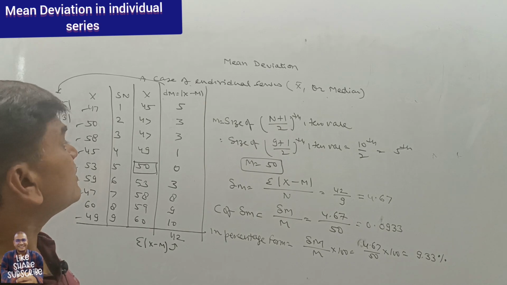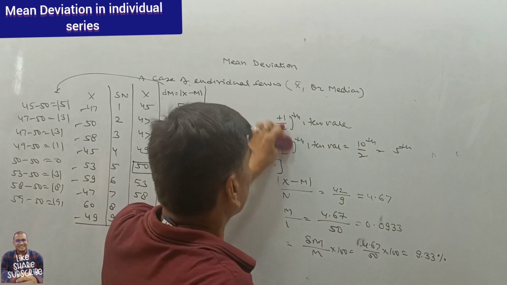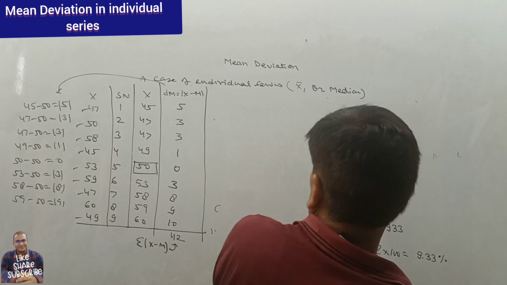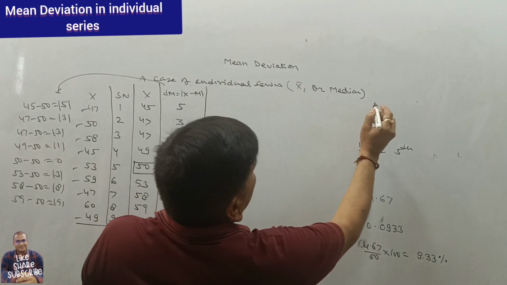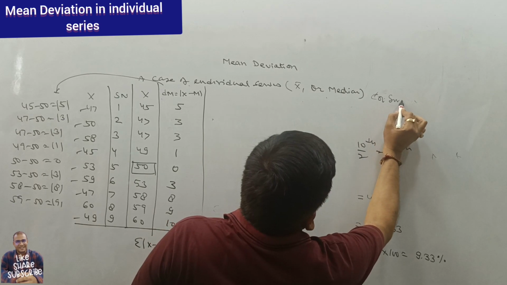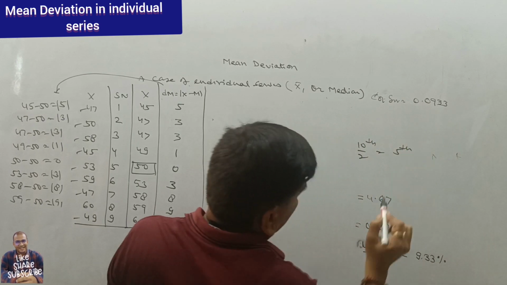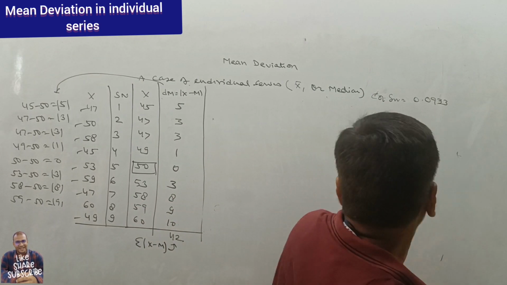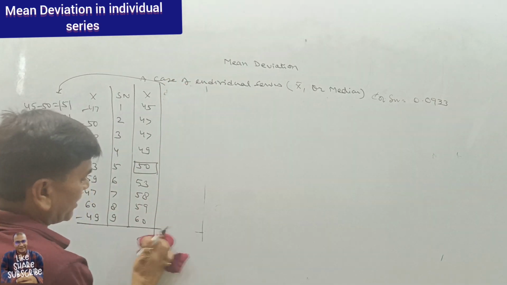So we have calculated the mean deviation from the median. Now we will calculate the mean deviation from the arithmetic mean. First I am writing the coefficient of mean deviation from the median, that is 0.0933, this answer. Now we are to calculate the mean deviation from the arithmetic mean.